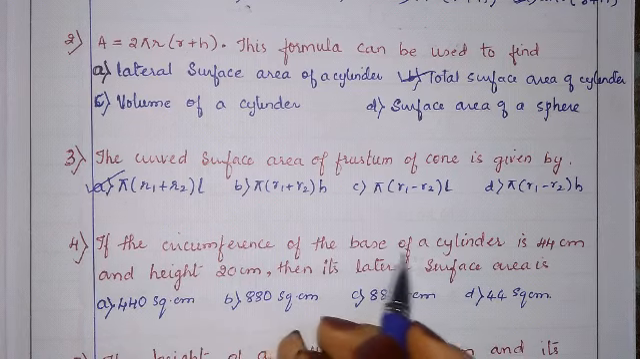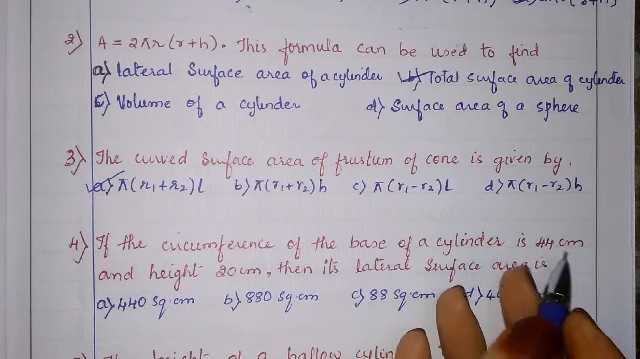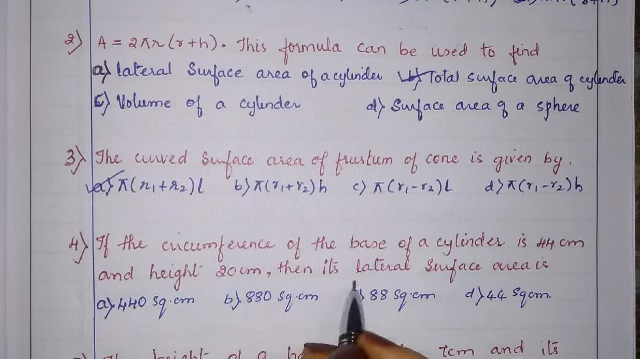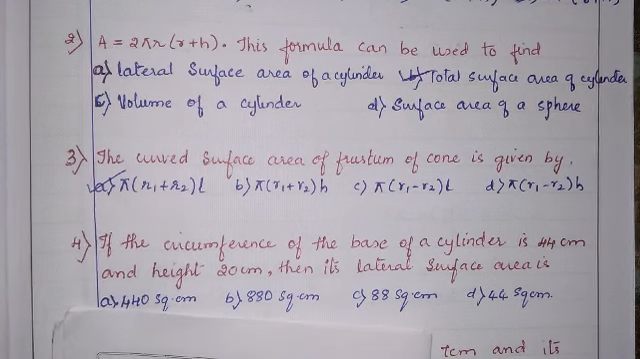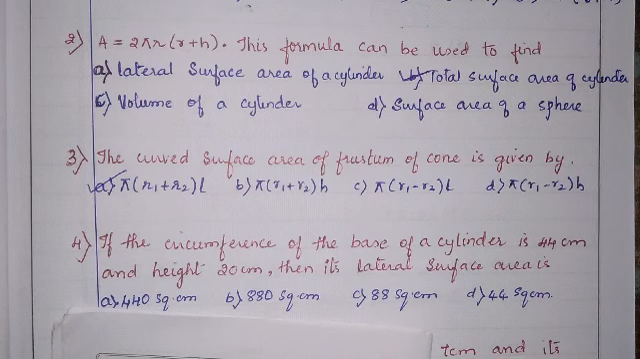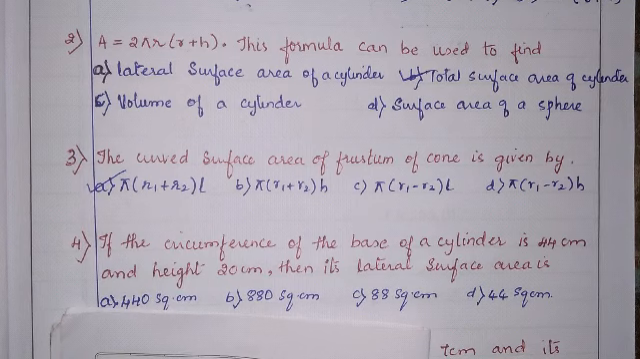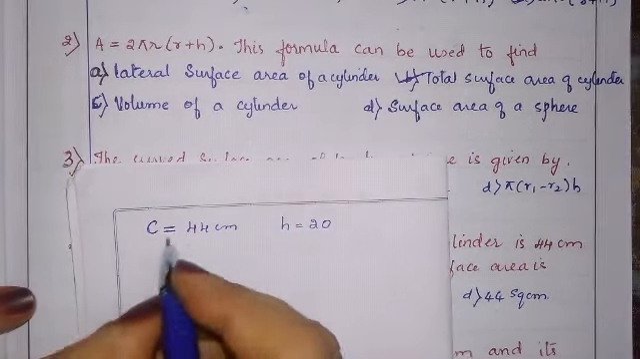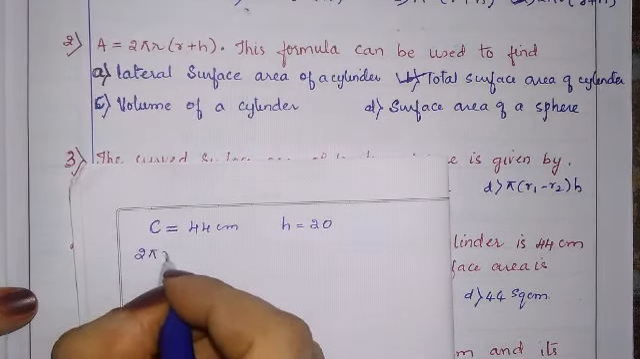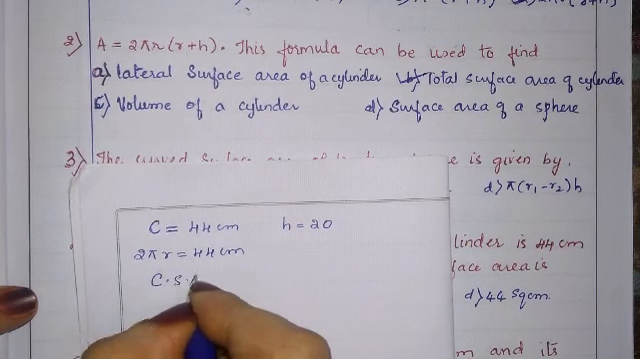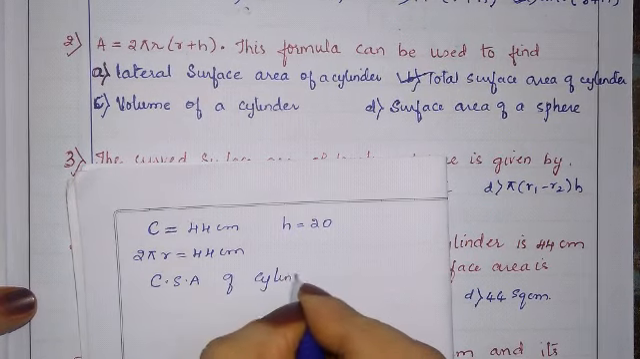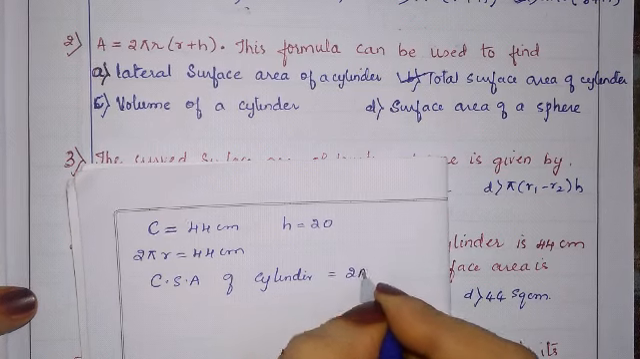Next question: if the circumference of the base of a cylinder is 44 centimeter and height is 20 centimeter, then what is its lateral surface area? Lateral surface area is nothing but CSA. The base is a circle, circumference is 44 centimeter and height is 20 centimeter. The circumference formula is 2 pi r equals 44 centimeter, and the curved surface area of cylinder formula is 2 pi r h.